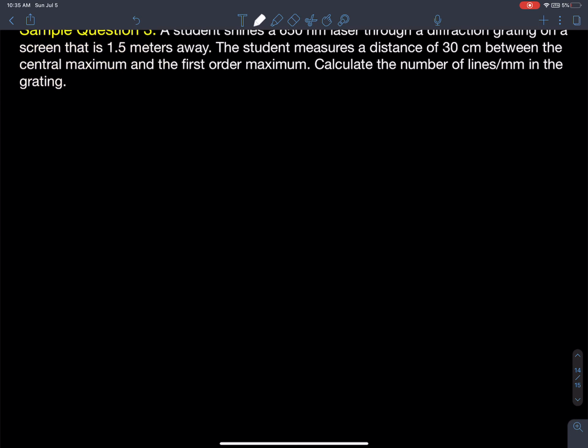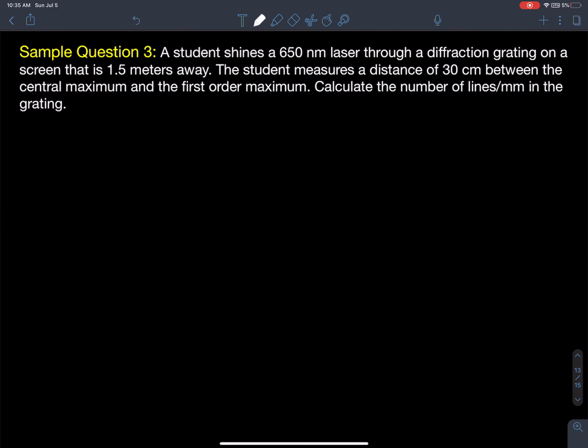And then the last question that we're going to look at: a student shines a 650 nanometer laser through a diffraction grating on a screen that's 1.5 meters away. The student measures a distance of 30 centimeters between the central maxima and the first order maxima. Calculate the number of lines per millimeter in the grating. So here I got a grating, and we don't know the lines per millimeter. This would be an experiment where we're trying to figure out how many lines per millimeter are in that unknown grating.